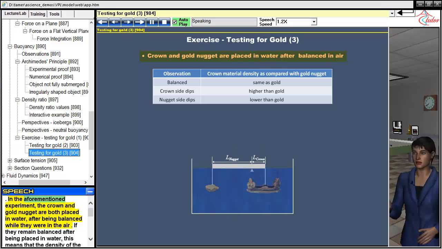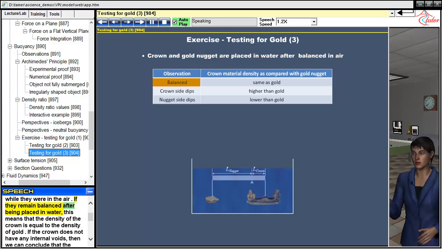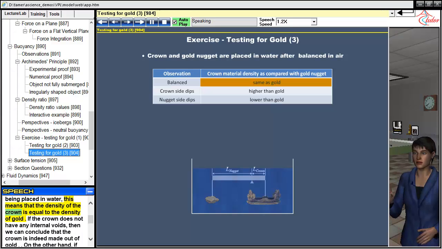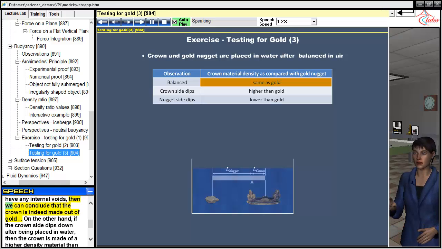In the aforementioned experiment, the crown and gold nugget are both placed in water, after being balanced while they were in the air. If they remain balanced after being placed in water, this means that the density of the crown is equal to the density of gold. If the crown does not have any internal voids, then we can conclude that the crown is indeed made out of gold.